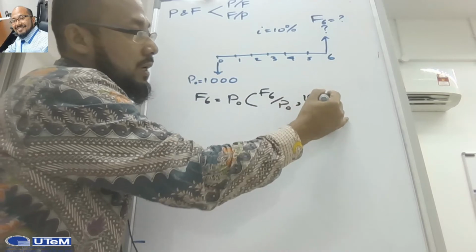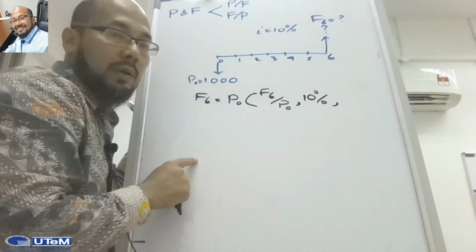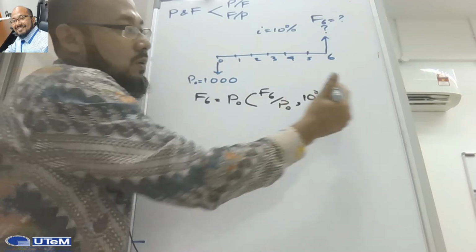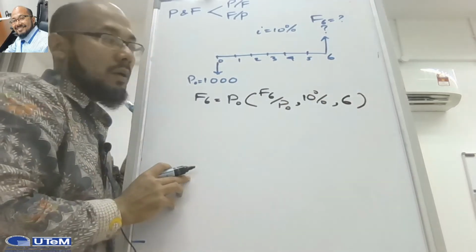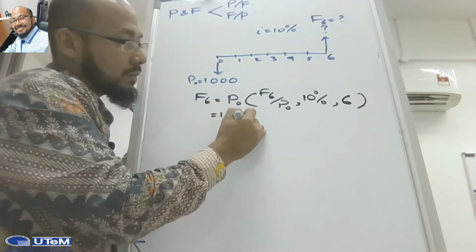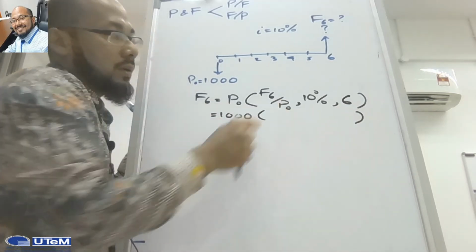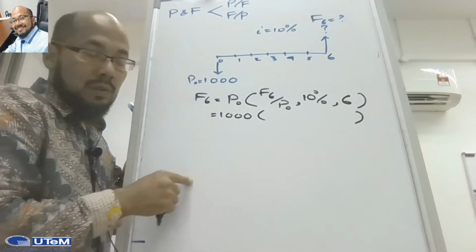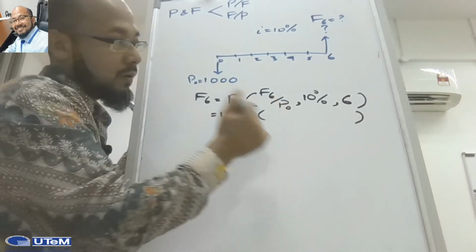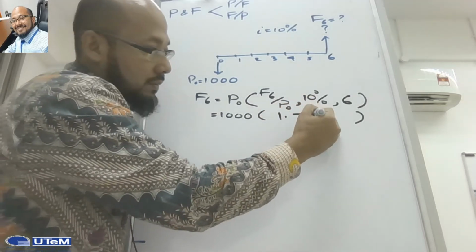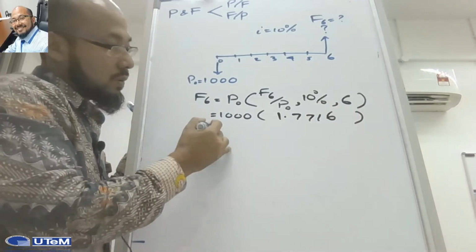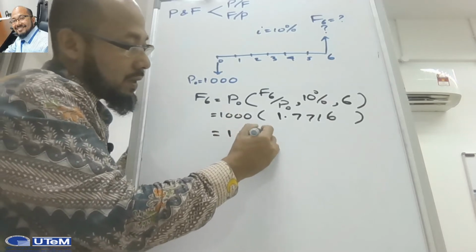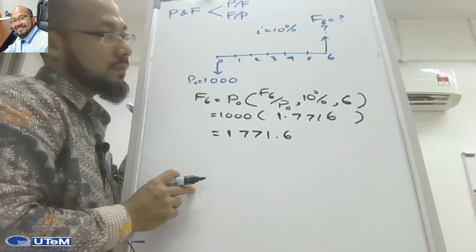So the interest rate is 10%, and the time period: because we want to find the value at year 6 given the value at year 0, the n is 6 years. So P0 is 1,000. The value from the standard factor notation we can find from the compound interest factor table. From the tables, the value is 1.7716. So the amount of money in the account after 6 years is 1,771.6.